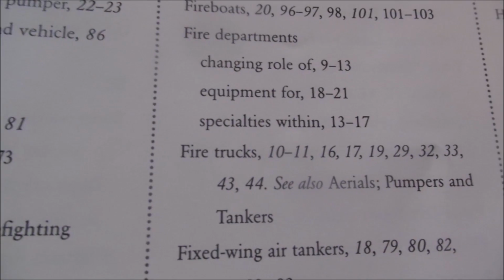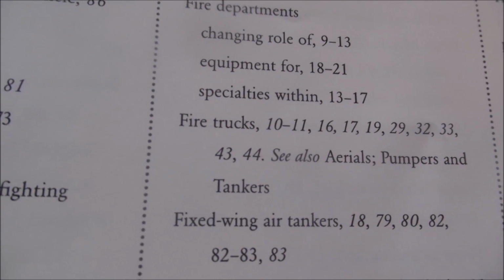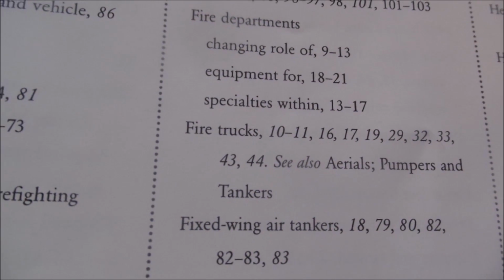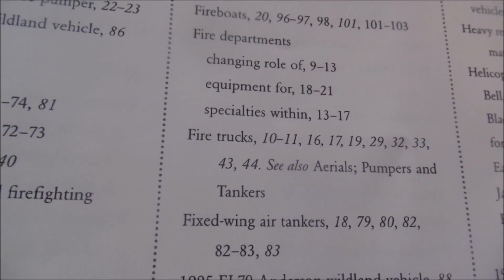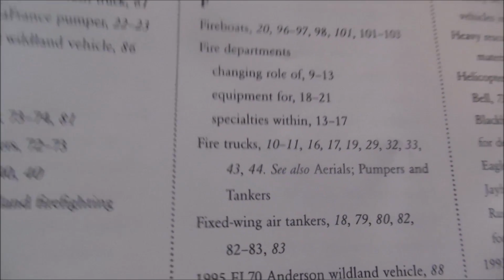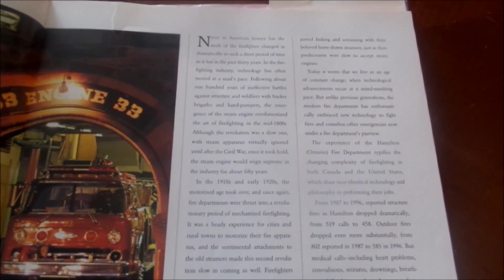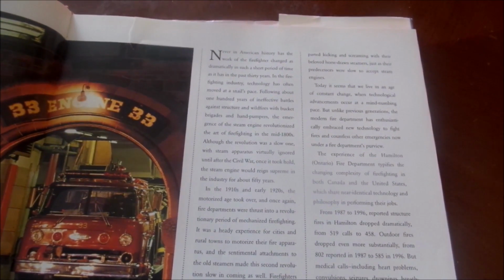Okay, so the way this works, let's just go to a basic one on fire trucks: pages 10 through 11, 16, 17, 19, 29, 32 and 33, 43 and 44. Quite a lot. Now 10 through 11 looks like a good place to start, so what I would do is go back to my book and find pages 10 through 11. And here we go. It's just going to probably be an introduction on different types of fire trucks. So that's the way you use an index.